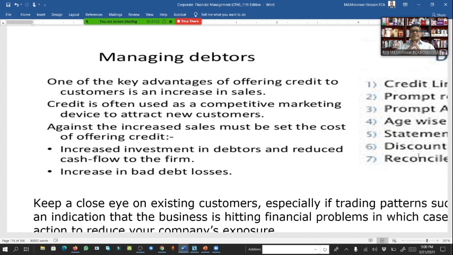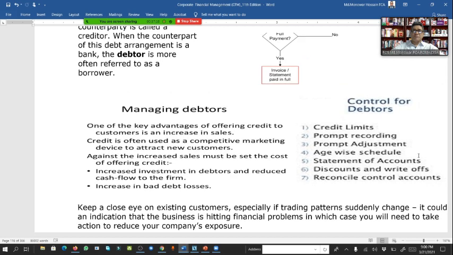Against the increasing sales must be set the cost of offering credit. That's why we have to calculate how much, and for how many days, we may offer credit to our customers. It increases investment in debtors and reduces the cash flow of the firm, and it also increases bad debt. It causes some loss.